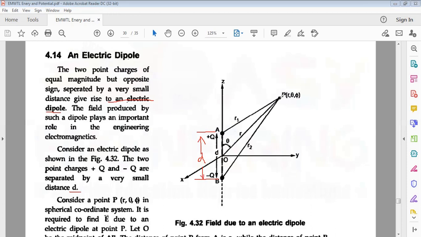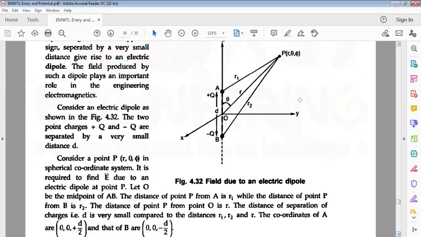Consider a point P in the spherical coordinate system, with coordinates R, theta, and phi. It is required to find the E bar, the electric field intensity or electric field strength, due to the electric dipole at point P. Let O be the origin, the midpoint of AB.